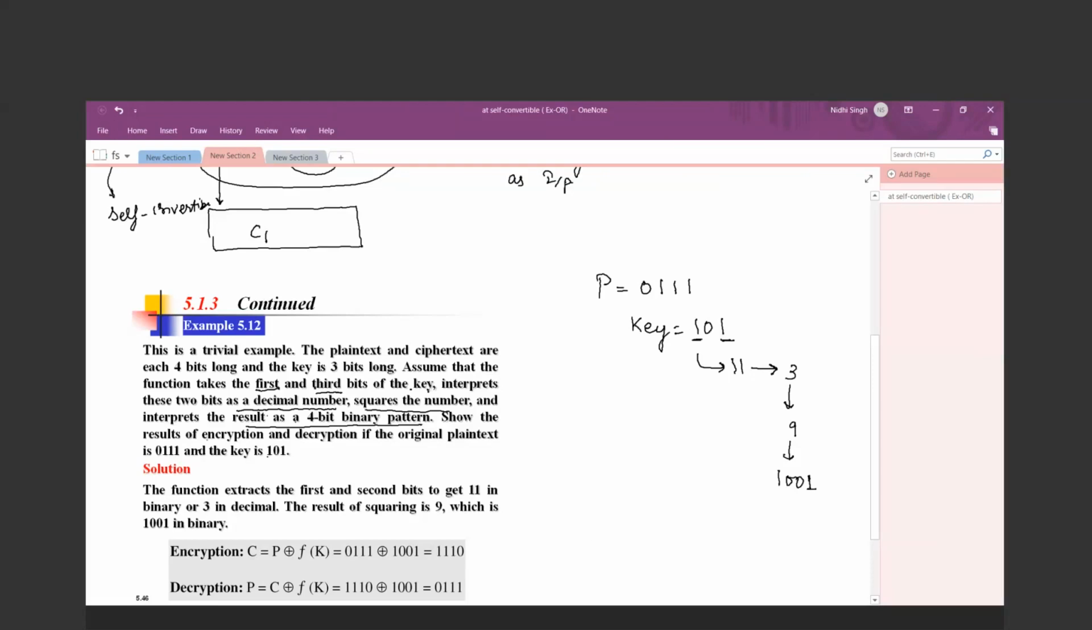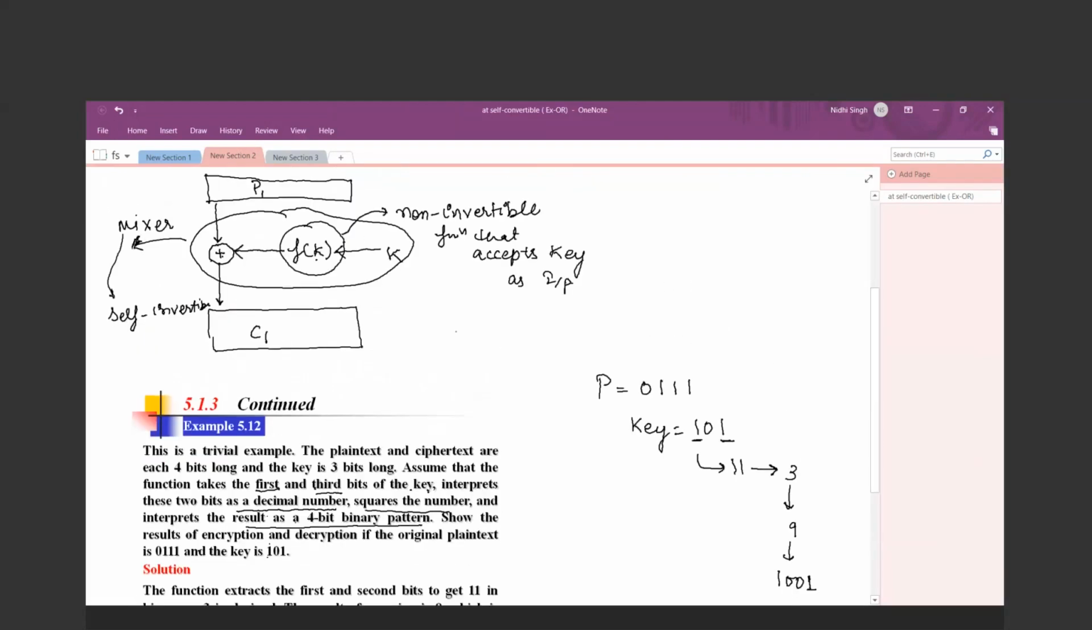Show the result of encryption and the decryption if the original plain text is this one and the key is 101. So from the above figure, what will be my ciphertext logic? My ciphertext logic can be understood like C1 equal to P1 XOR the output of your function, that is Fk. And what will be the plain text? The plain text will be C1 minus Fk.